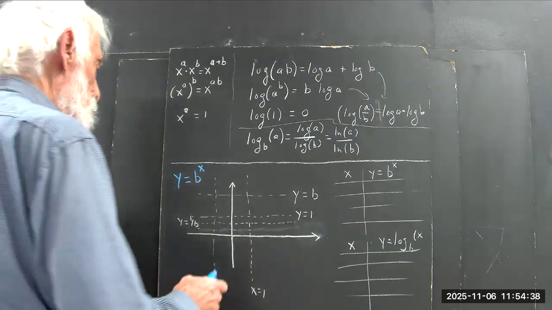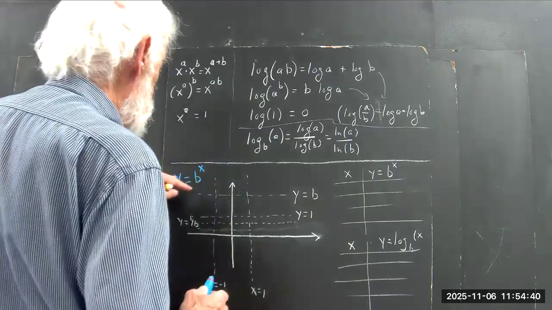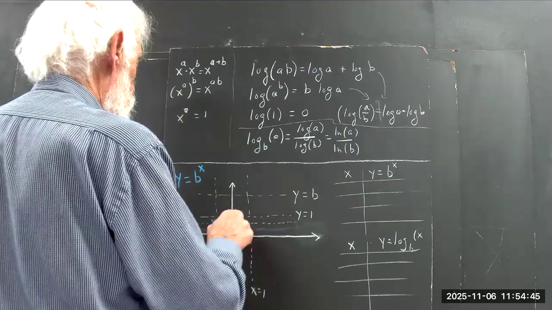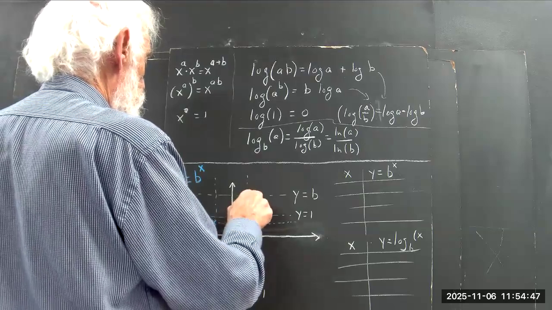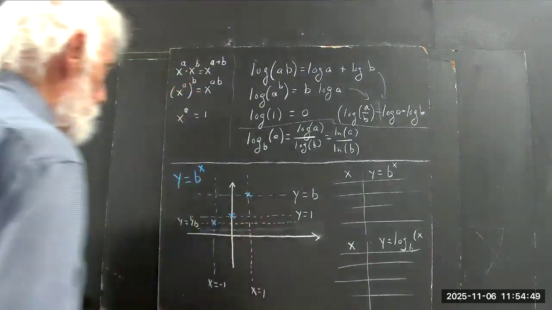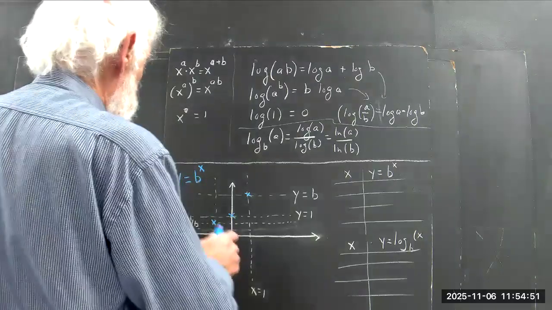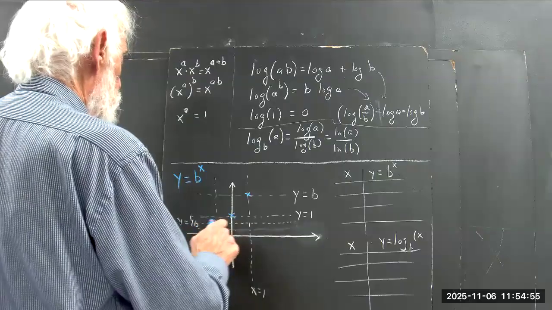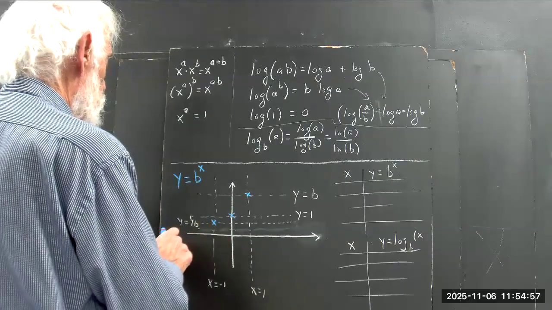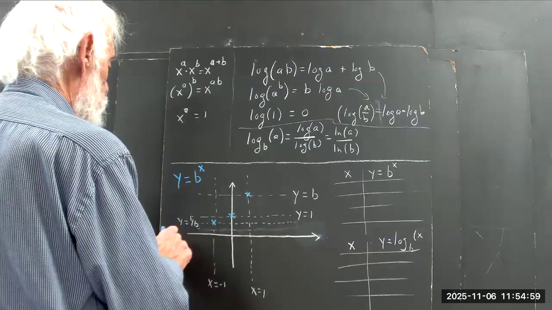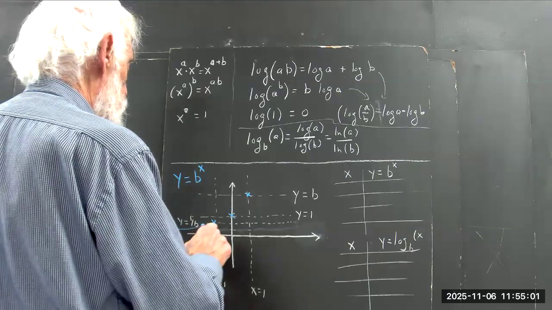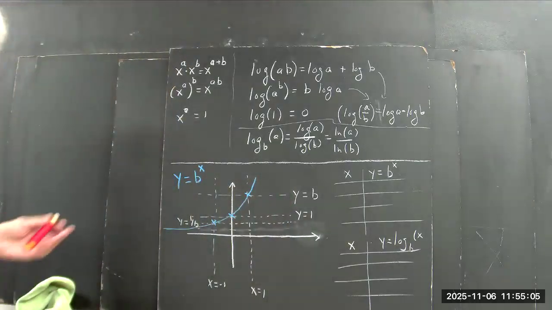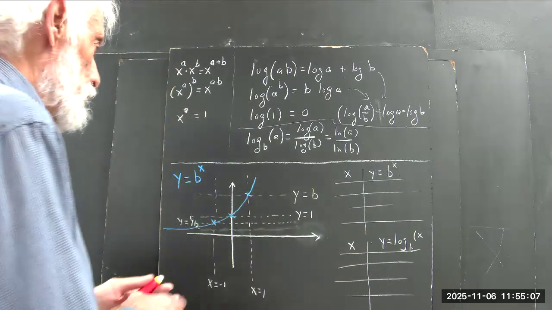In any case, the graph of y equals b to the x goes through this point and this point. Now it continues on, but at least it goes through these 3 points. It's asymptotic to the negative x-axis. So it's probably going to have a curve that looks something like this. At least that's the way we're going to represent it.